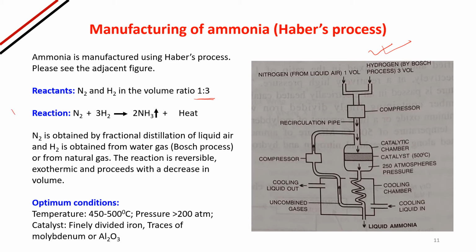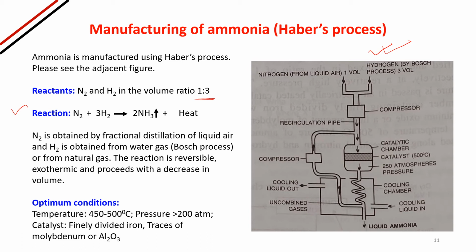This is the reaction: N2 + 3H2 gives 2NH3 plus heat. N2 is obtained by fractional distillation of liquid air and H2 is obtained from water gas by the Bosch process. Or you can get the hydrogen from natural gas also. Okay, the reaction is reversible. You all know about it. It's exothermic and proceeds with a decrease in volume.